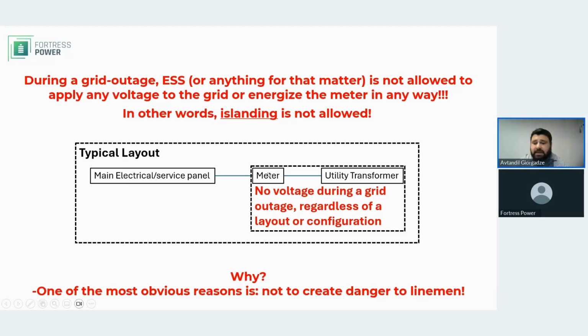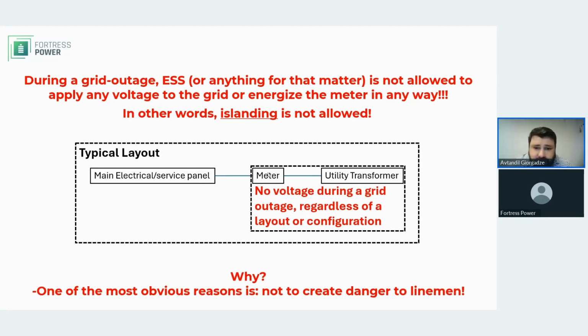And one could ask, why can we not do that? Because sometimes grid outages are not accidental, caused by bad weather or power lines being damaged, but planned. They're planned, and linemen are actually going there and performing work. By you energizing your meter, you are energizing the grid. So you're introducing voltage in circumstances in which the lineman would expect there to be no voltage whatsoever. So as not to create any danger to them, not to harm them, or cause a serious safety hazard.